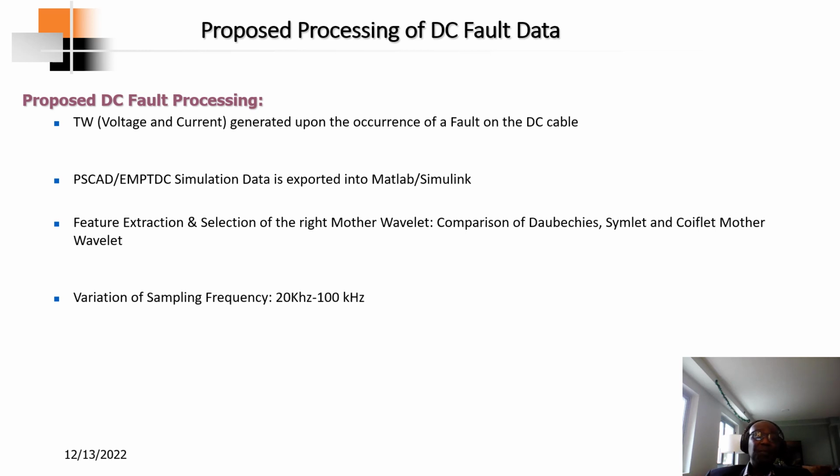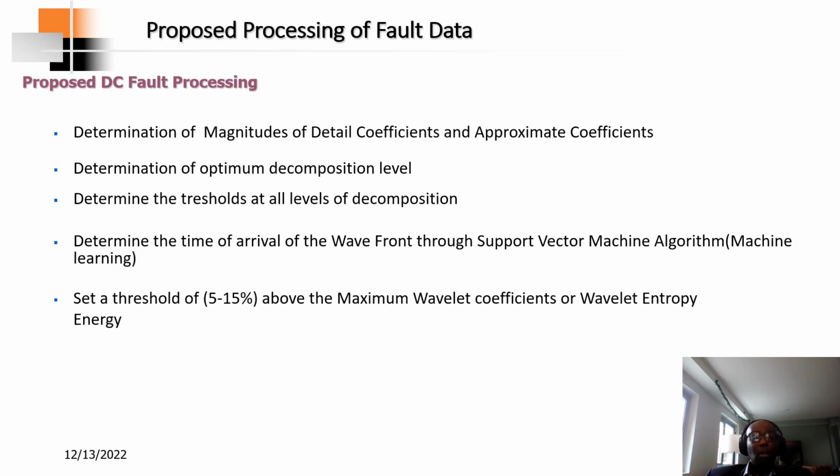Then also variation of the sampling frequency. Remember, I made mention that we vary the sampling frequency to capture the effect of cost reduction on the protective relay, the data algorithms, and processing times, with the computational burden being lower. Then I determine the magnitudes of the detailed coefficients, set up the thresholds, and utilize support vector machines to determine the arrival time. Then I set the threshold by adding reliability coefficients, based on a margin of 5 to 50% in addition to that.